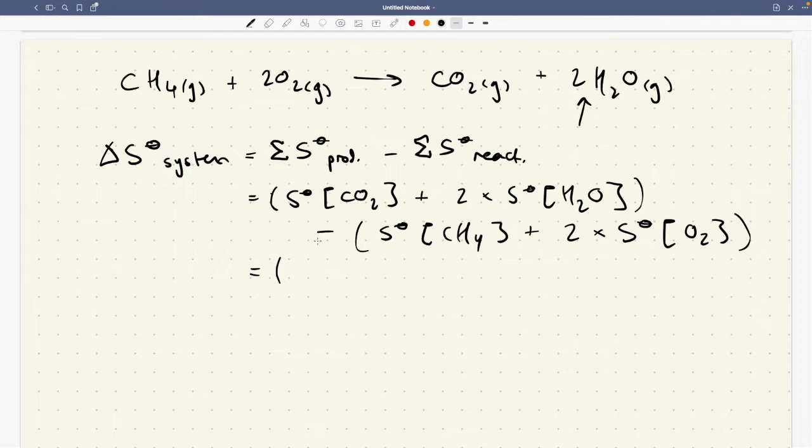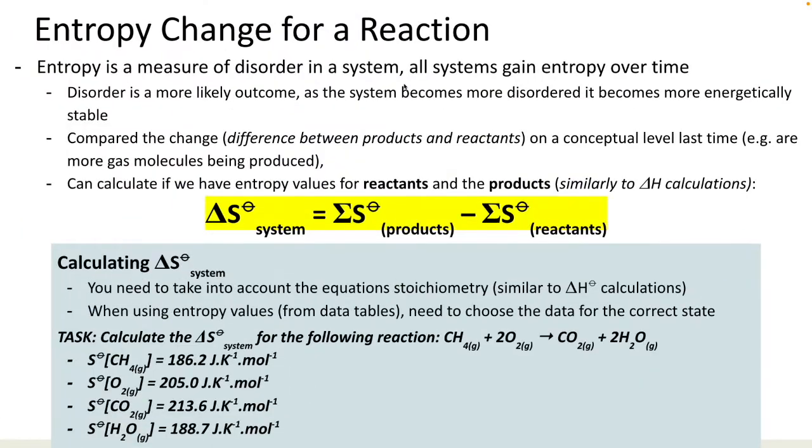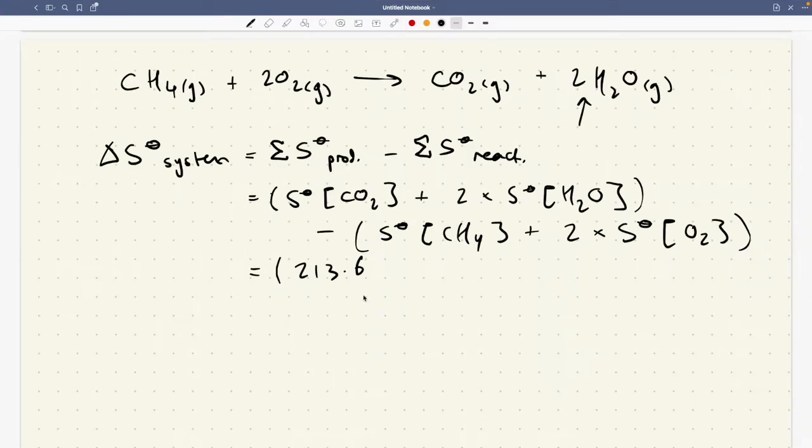So what have we got first of all? We've got carbon dioxide, which is 213.6. Then we've got 2 times the water. Where's our water? 188.7, if I can remember that, plus 2 times 188.7. So that there, I might get some colors in here just to really highlight what I'm trying to show. So that's the sum of the entropy of the products.